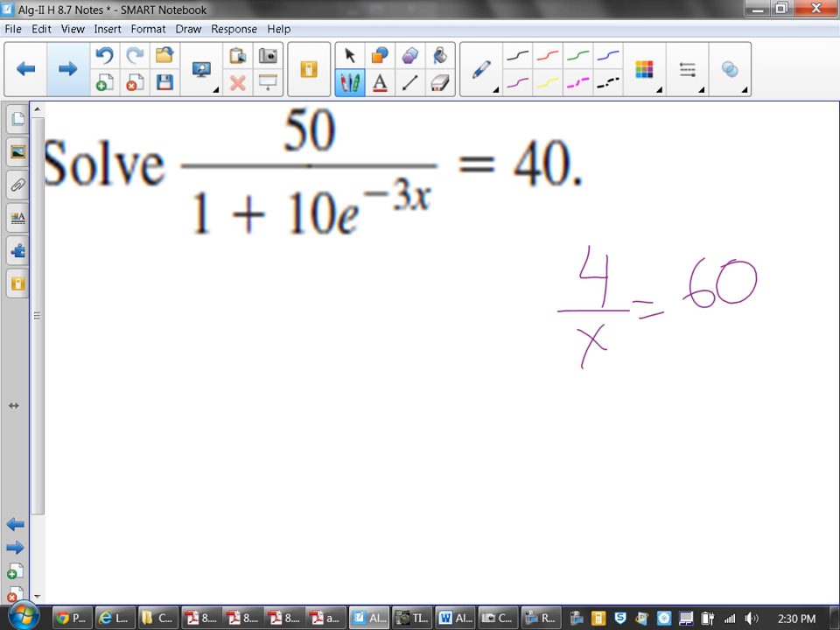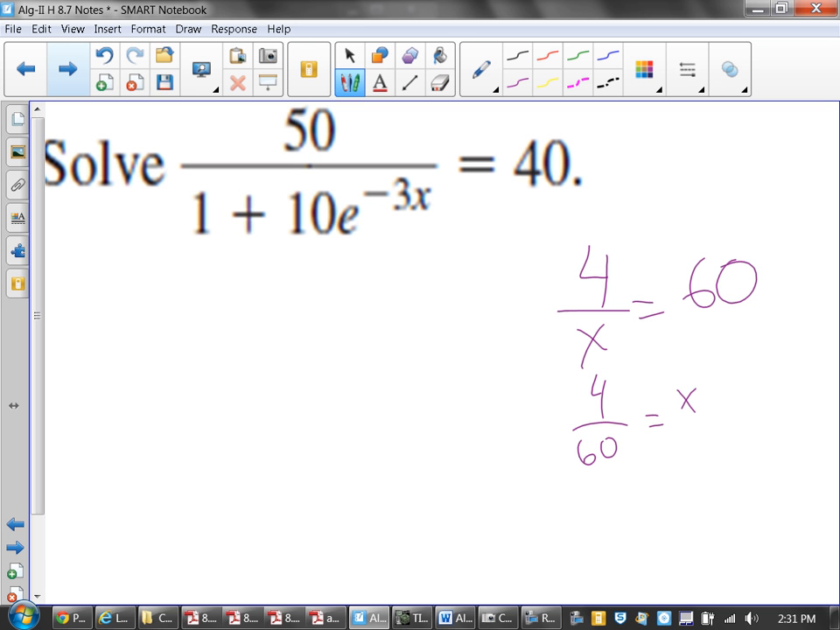Multiply by x and divide by 60. What would you do if you had to solve this? What's the shortcut for that? Cross multiply. Okay, now when I cross multiply this, aren't I just doing this?